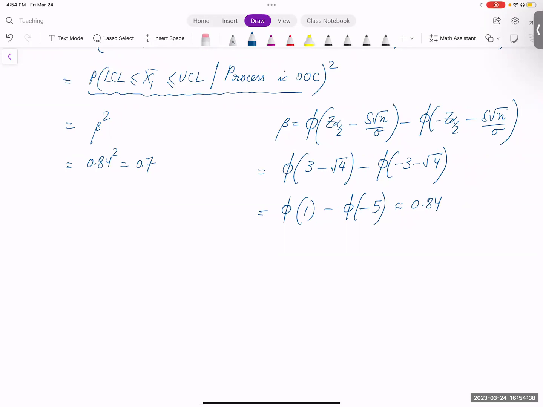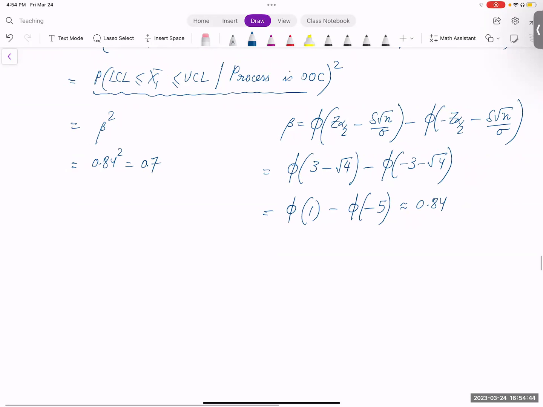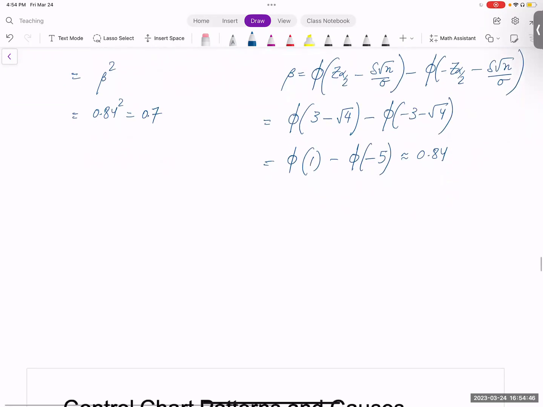Okay. All right. Now the last question is just based on using rule 2 to identify the type 2 error. So question number 5 is, let's call it beta 2. This is equal to the probability that rule 2 does not apply given the process is truly out of control.